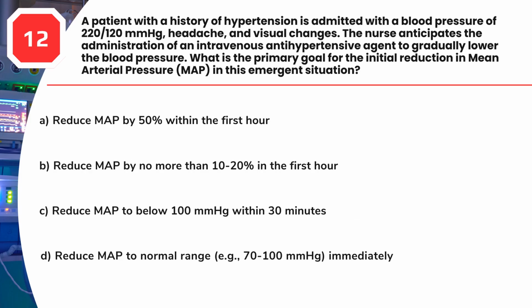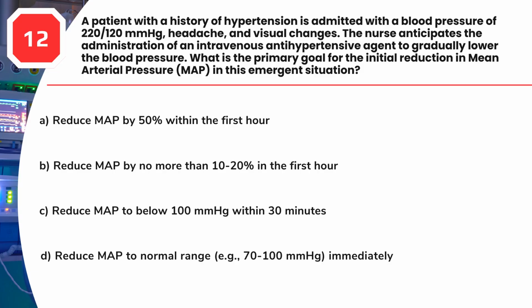Question 12. A patient with a history of hypertension is admitted with a blood pressure of 220/120 mmHg, headache, and visual changes. The nurse anticipates the administration of an intravenous antihypertensive agent to gradually lower the blood pressure. What is the primary goal for the initial reduction in mean arterial pressure, MAP, in this emergent situation?